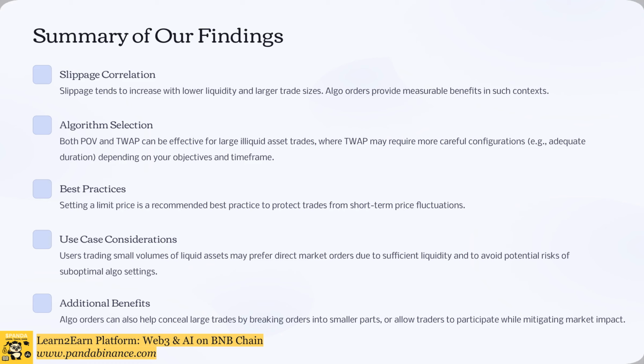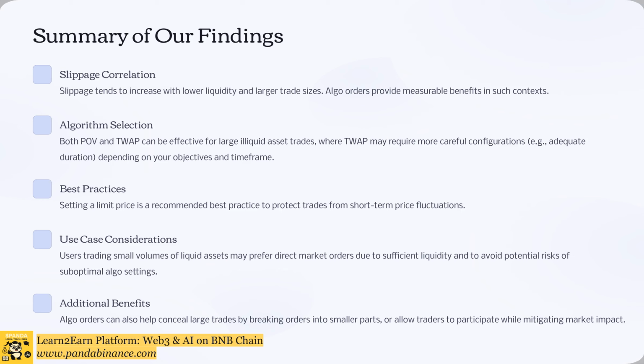Let's recap the key findings regarding TWAP and POV algorithmic trading on Binance. Firstly, slippage tends to rise with lower liquidity and larger trade sizes. Employing algorithmic orders, whether TWAP or POV, offers tangible advantages by reducing slippage, especially in these scenarios. While both are effective for large illiquid trades, TWAP might necessitate more careful configuration, such as setting an appropriate order duration. As a general guideline, using a limit price is advisable to protect against short-term price volatility and minimize slippage.